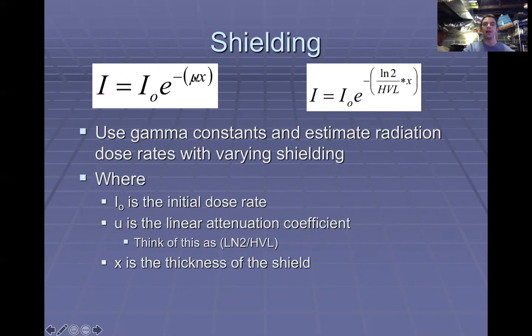So you'll see that this mu here is equal to the natural log of 2 over the half value layer, much like the decay constant, which is lambda, is equal to the natural log of 2 over the half-life. So really, they are identical equations. If you know how to manipulate one, you should know how to manipulate the other. It's just a matter of getting the right information for these equations.